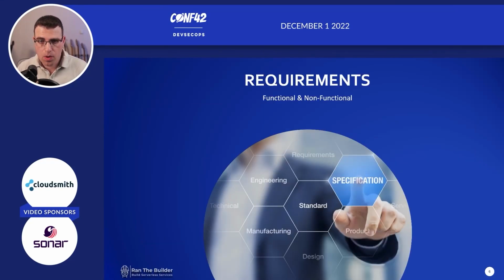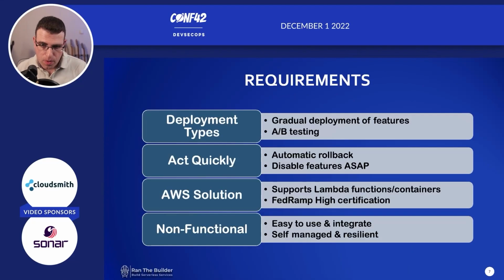So let's start with the requirements. If you recall, I said that you want to have the ability to quickly roll back any feature, to change the behavior as soon as possible. We want to have the gradual deployment of features and an automatic rollback in case of an issue. And we want to have A/B testing.